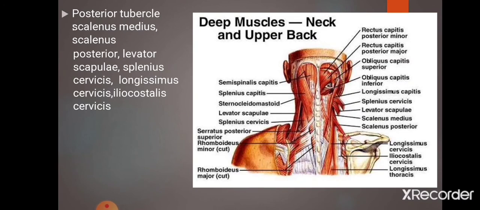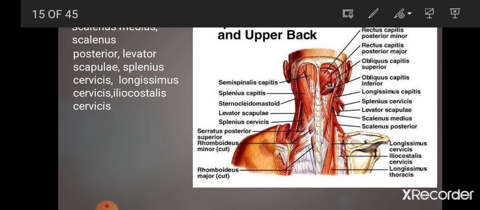Now the posterior tubercle gives attachment to the muscles of the posterior part of the neck, like scalenus medius, scalenus posterior, levator scapulae, splenius cervicis, longissimus cervicis, and iliocostalis cervicis. So these muscles are highlighted in this image.